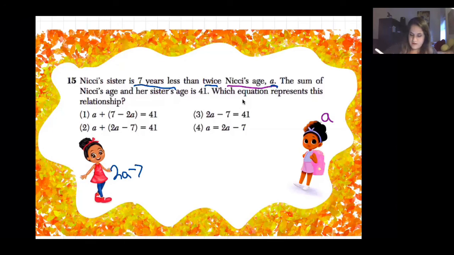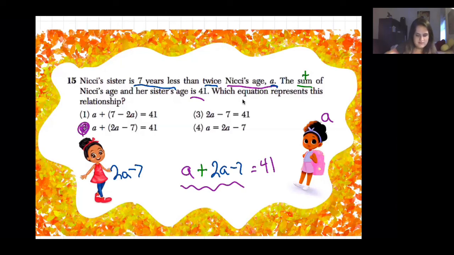Okay. The sum, what operation goes with sum? That would be plus. So I need to involve a plus sign. I need to involve these 2 expressions, so let's put it all together. I have 2A minus 7, and I have A. That is going to be part of my answer. And then they say that it is equal to 41, and our answer that's closest to that would be choice 2. That was a tough one.